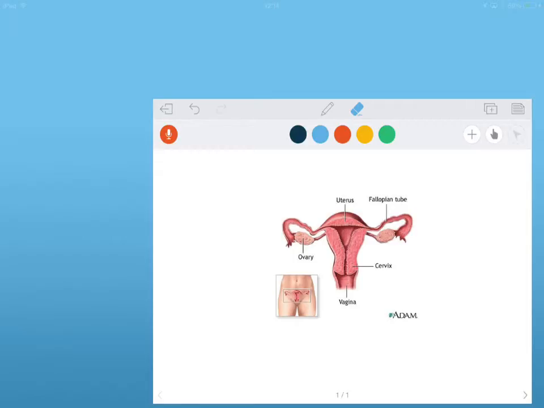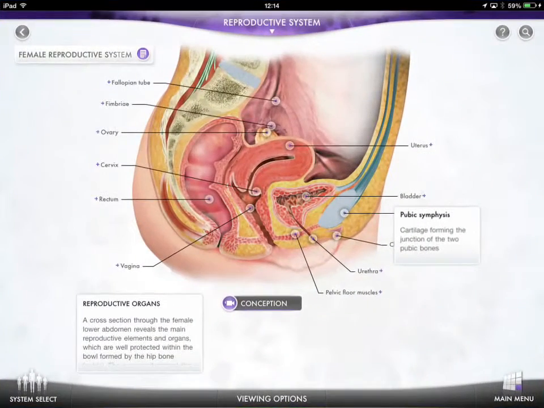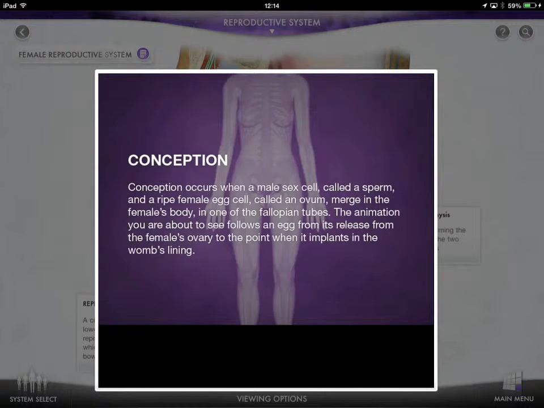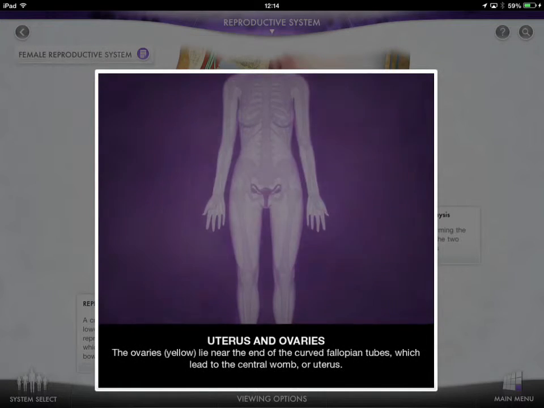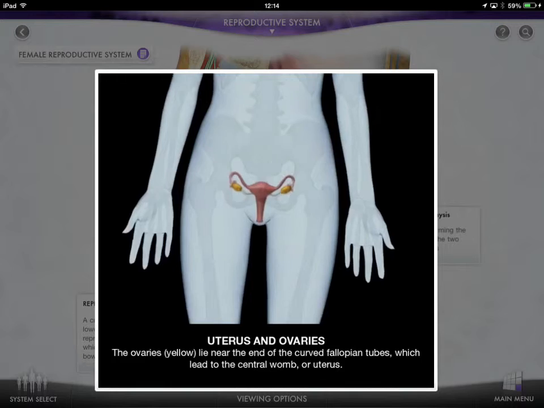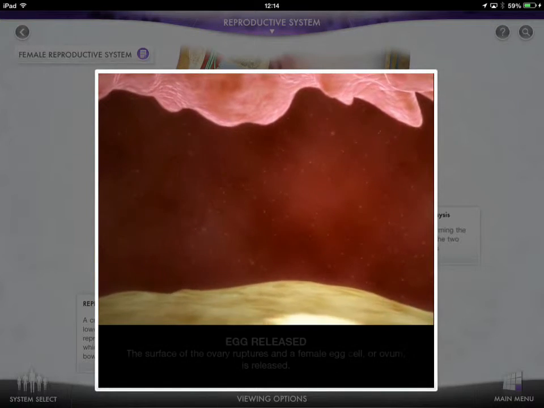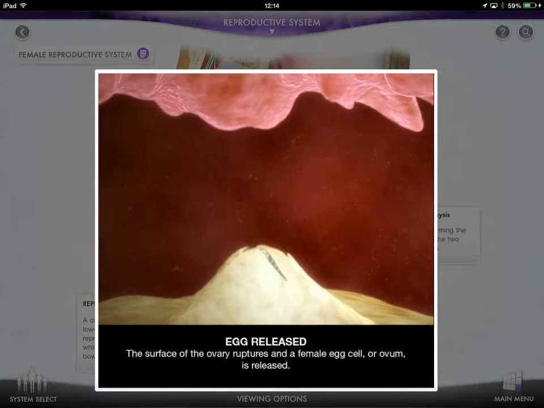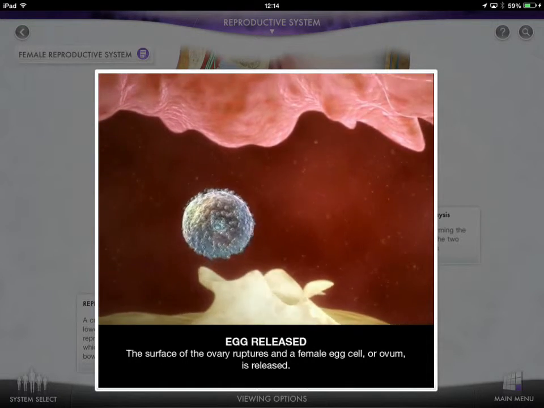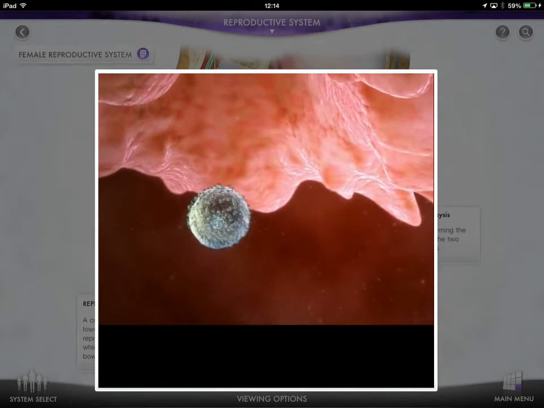My crude diagram is nothing compared to the way that it really works in 3D. So let's look at this process of conception as it should happen, including release of the egg, fertilization and implantation. So we can see here the female reproductive system, and we're going straight into the ovary, which is going to release the egg. That is called ovulation. It travels into the fallopian tube.